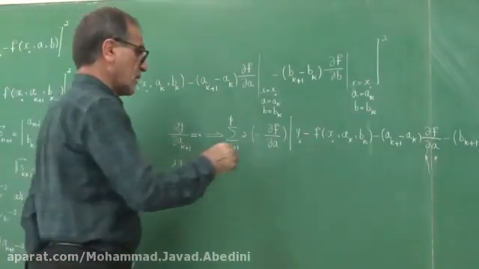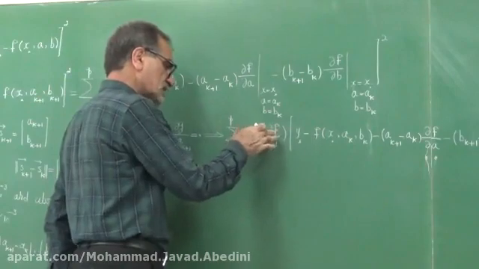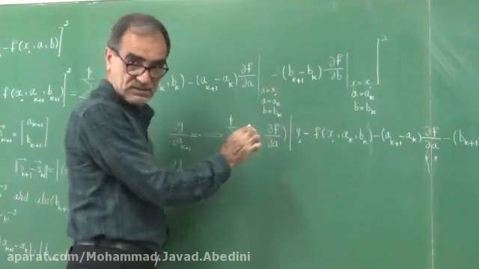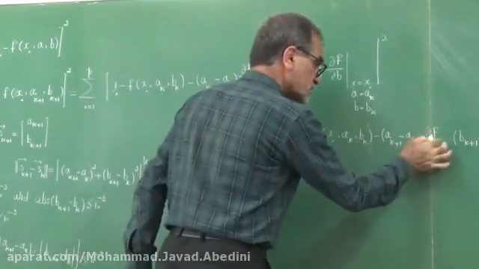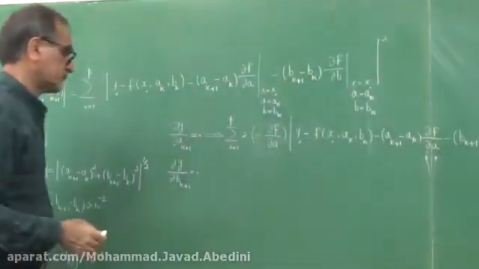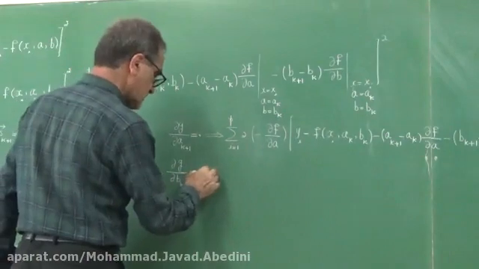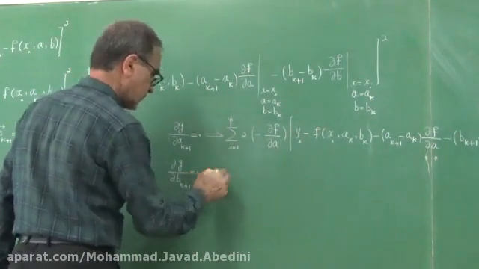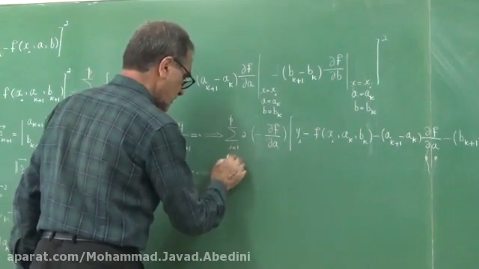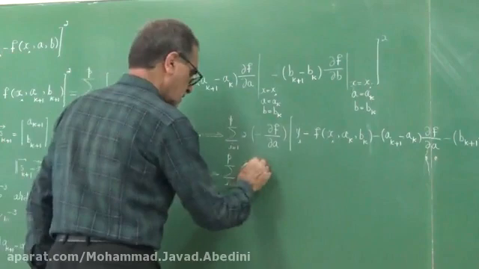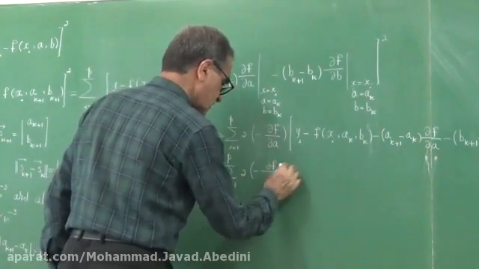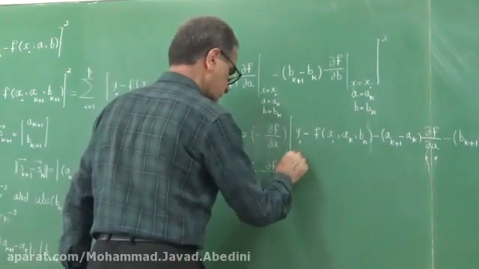Please pay attention that you have to compute partial f with respect to A at this point, and so on. When it comes to this relationship, again, i has to go from 1 to p, this to here, and then you have minus partial f with respect to b, and then 1 power less.